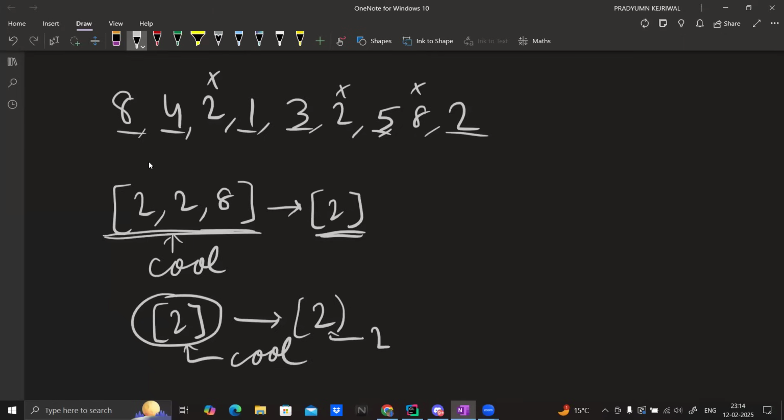its subsequences will also be cool, right? So we can just find a subsequence of length 1.